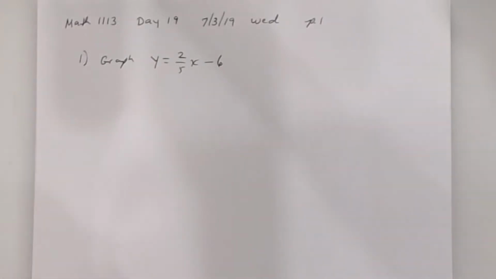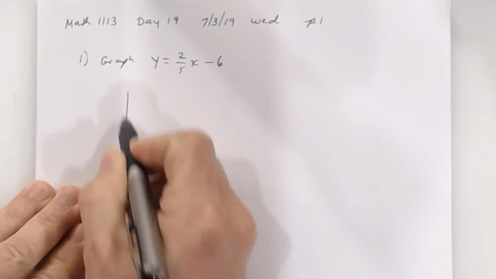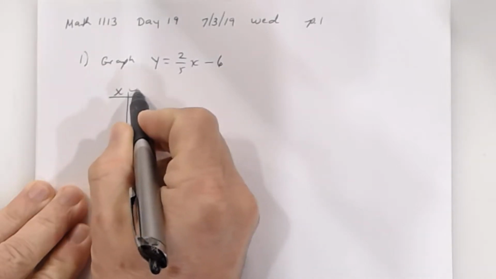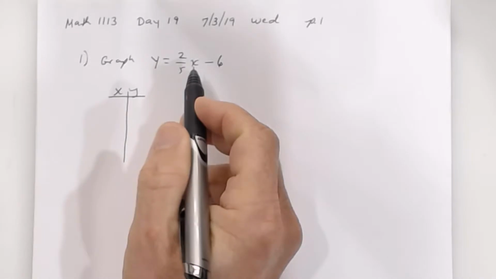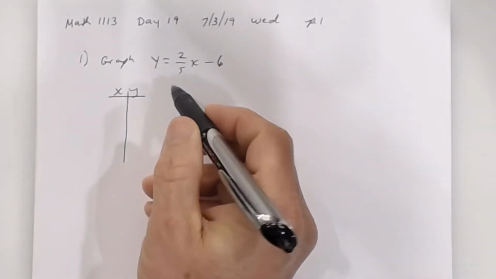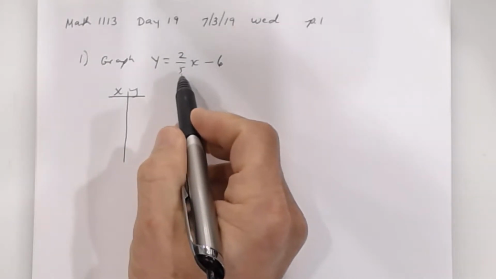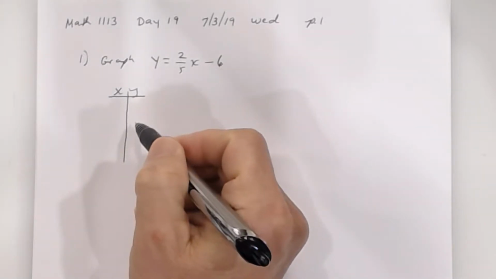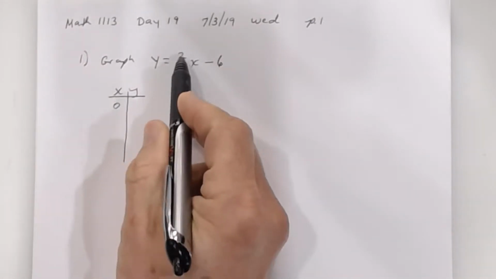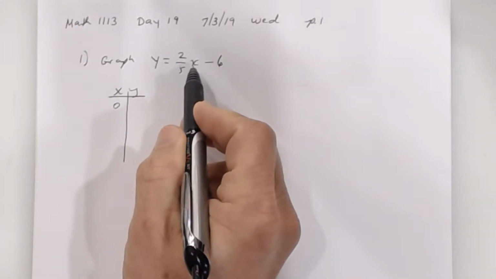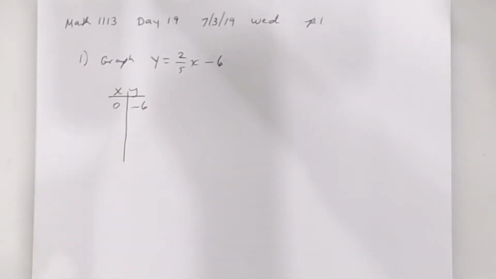So let's do this using a t-table first. So if I do a t-table, I have to use numbers that are divisible by 5. Now you don't have to, but you can end up with fractions. So to make things easier on yourself, use numbers divisible by the denominator 5. What number should you always use? 0. So if x is 0, what's 2 fifths times 0? And 0 subtract 6 is? Negative 6. So there's one of your points.